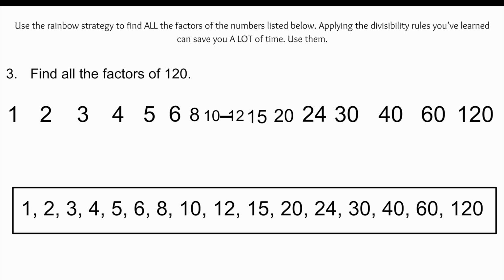Whew, that one was exhausting. You can see how the ones that you knew a divisibility rule for were a little bit less exhausting, right? Today, we're going to add to your list of divisibility rules, and we're going to discover the rule for 9.